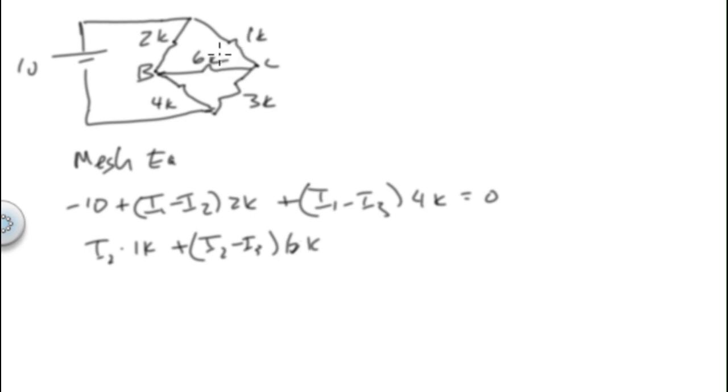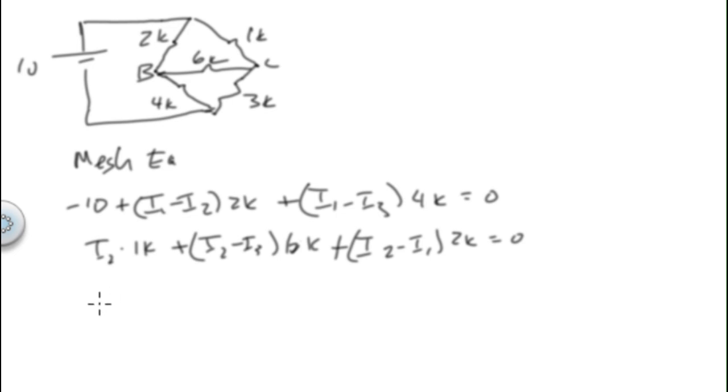So the I2 loop is this one and this one and this one. So it's (I2 minus I3) times 6K plus (I2 minus I1) times 2K equals 0. And you can simplify these down. I'm not going to, but you can, and that gives you your three mesh equations.